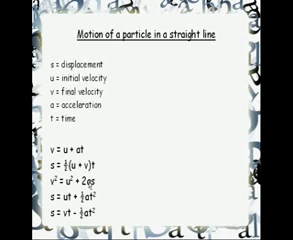And these are the 5 equations of motion that you're going to need to learn. Make sure you know them off by heart. V equals U plus AT, S equals a half (U plus V) times T, V squared equals U squared plus 2AS, S equals UT plus half AT squared, S equals VT minus a half AT squared.